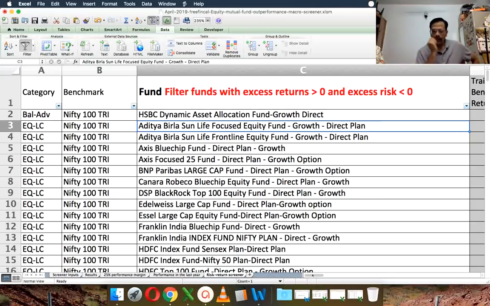So I have introduced a new screen this month. This is called the excess return and excess risk screener. So I'm going to talk to you about how to use this screener.